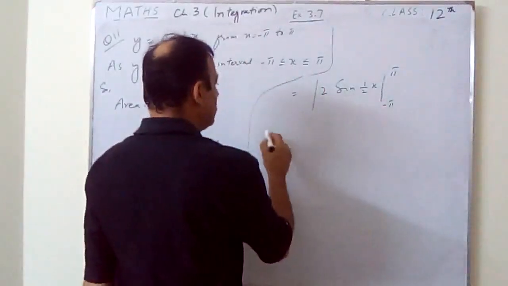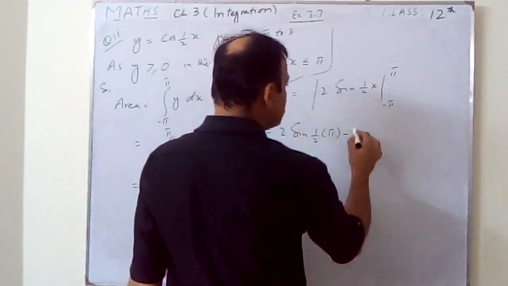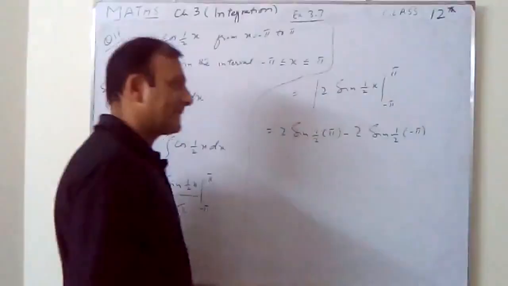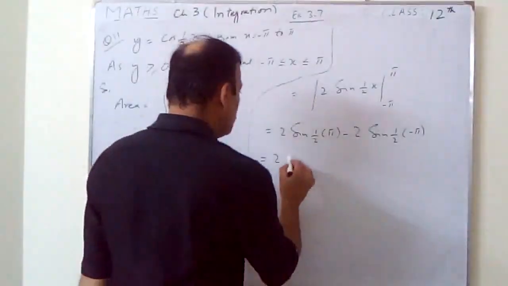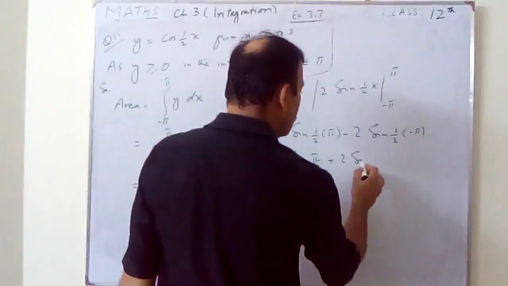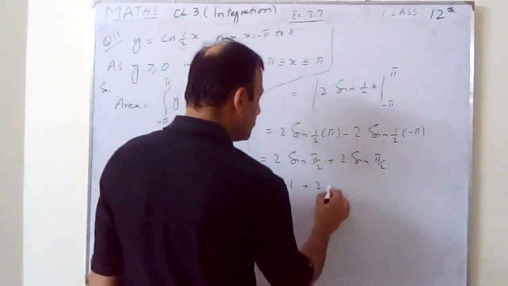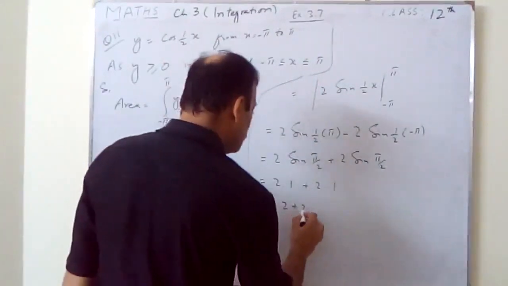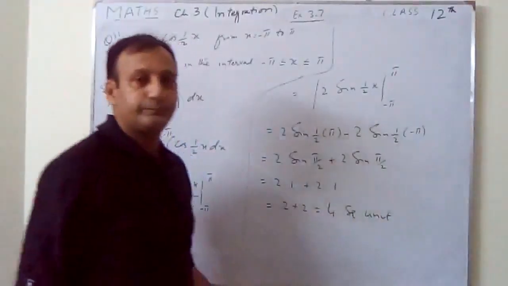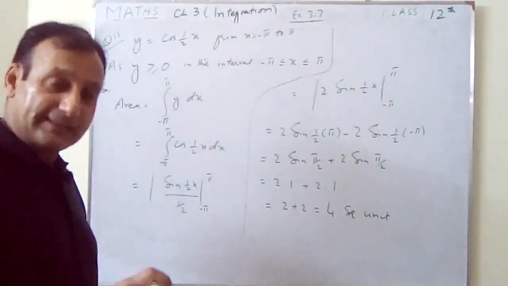Now put the values: 2 sine 1 over 2 into pi minus 2 sine 1 by 2 into minus pi. So it is 2 sine pi by 2 minus, and this minus becomes plus, 2 sine pi by 2. So 2 into 1 plus 2 into 1, so 2 plus 2, that is 4 square unit. So this is how to get the area between the x-axis and the curve.